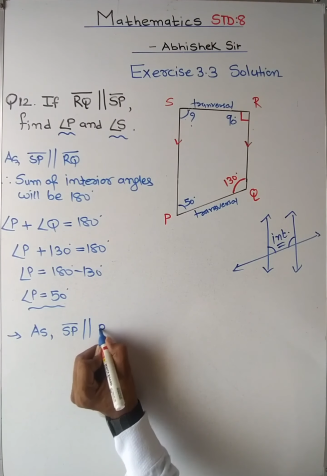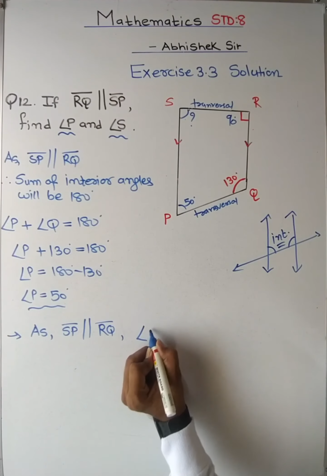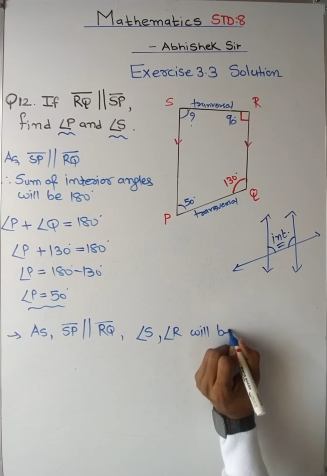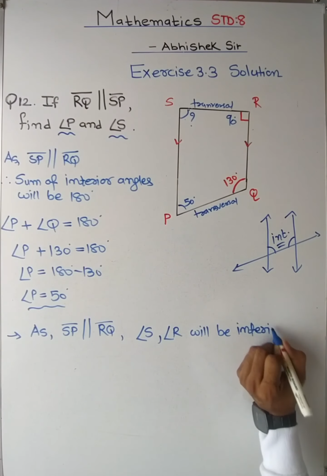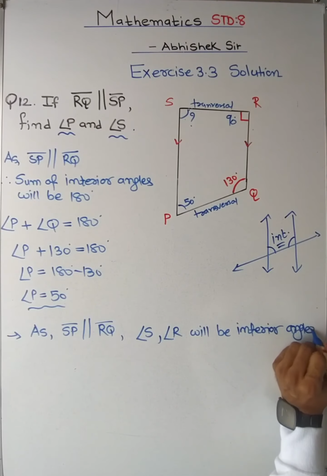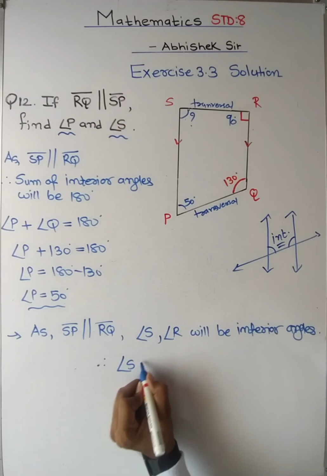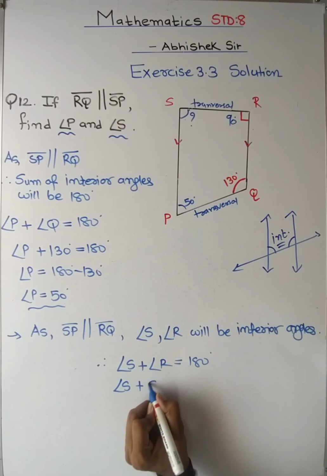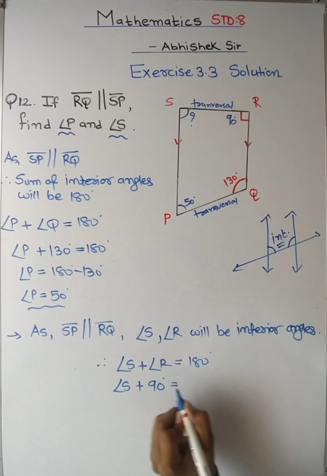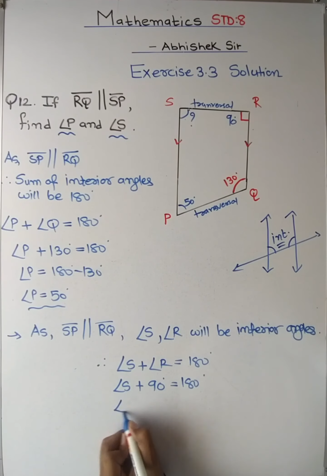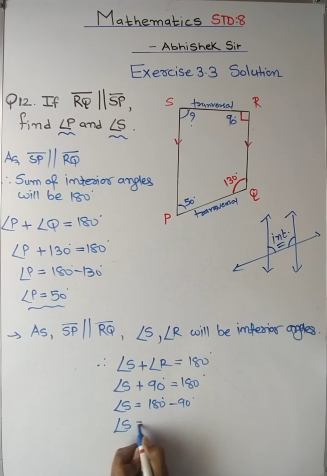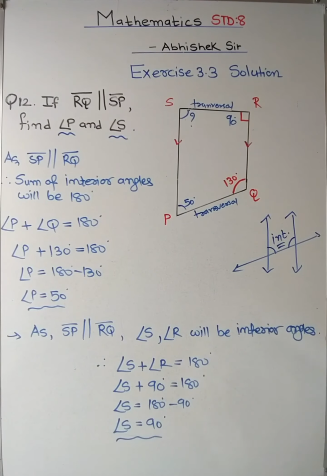SP is parallel to RQ, angle S and angle R will be interior angles. Thus, angle S plus angle R equals 180 degrees. Angle S we are finding, R is 90 degrees, total is 180 degrees. So S equals 180 minus 90. That means angle S is 90 degrees. So that's all about question number 12.